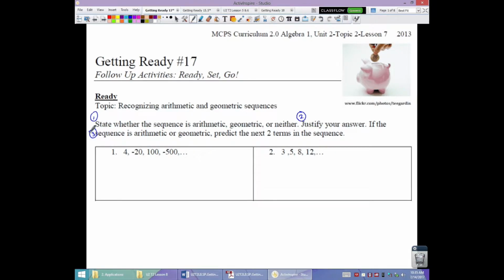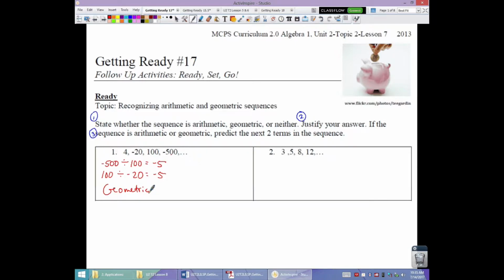Okay? So number one, we have talked about the only way that we can go from positive to negative to positive to negative is if it's a geometric sequence multiplying by a negative number. So to check that out, if we took negative 500 divided by 100, we get negative 5. If we then try 100 divided by negative 20, we also get negative 5. So it's looking like, yes, this is a geometric sequence. It's multiplying by negative 5. Okay, so we would say geometric.